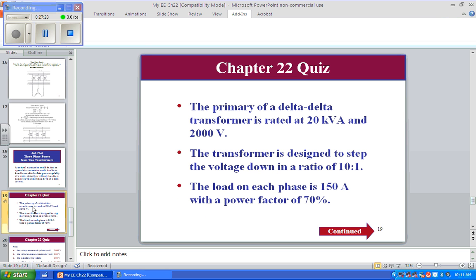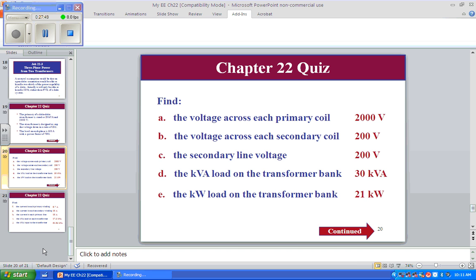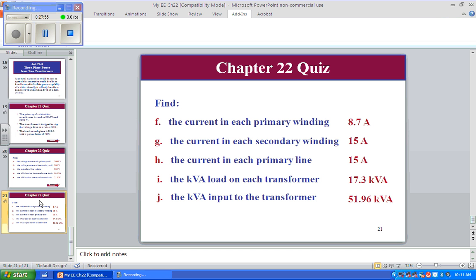The primary of a delta-delta transformer rated at 240 kVA and 2,000 volts. We're not going to do this quiz, so while you're looking at this at home, look this over, go to the next slide after you've figured everything out, and you'll find your answers right there. And the rest of the answers are right there.